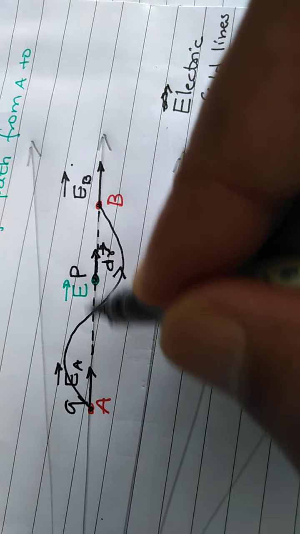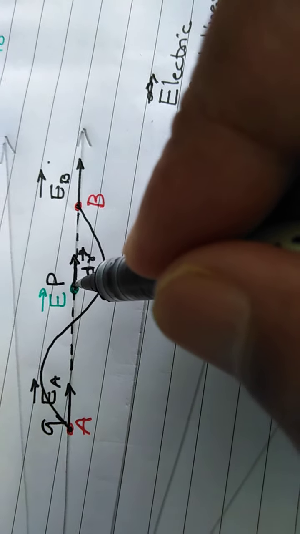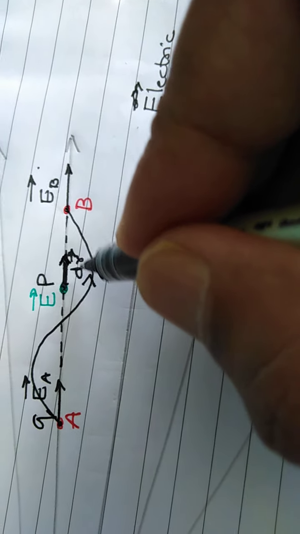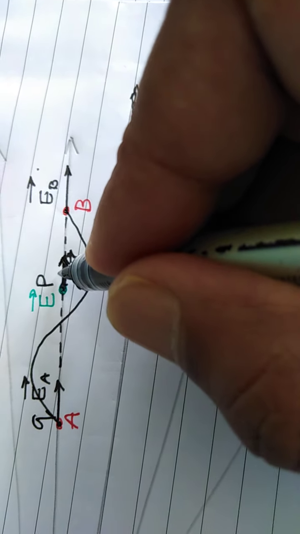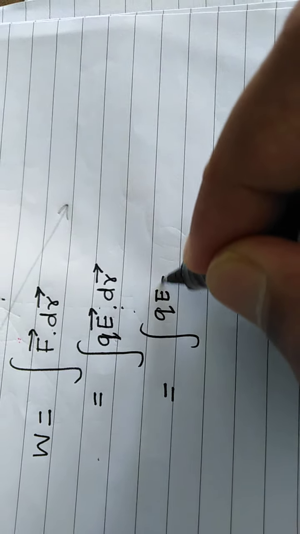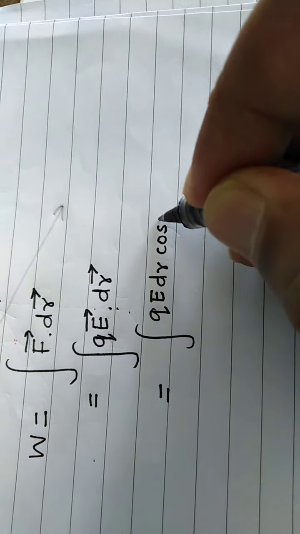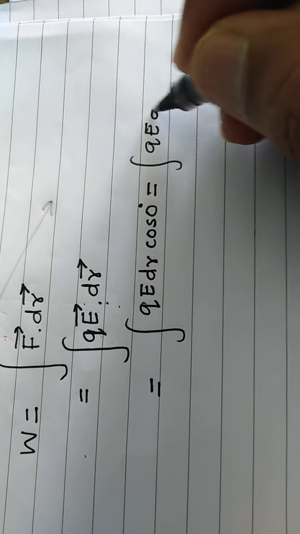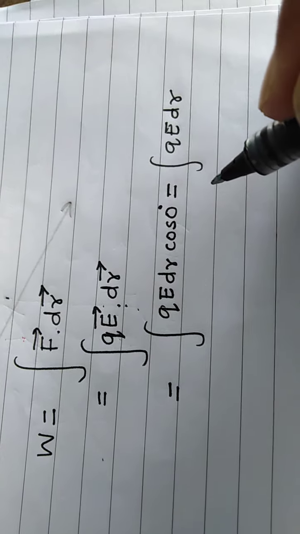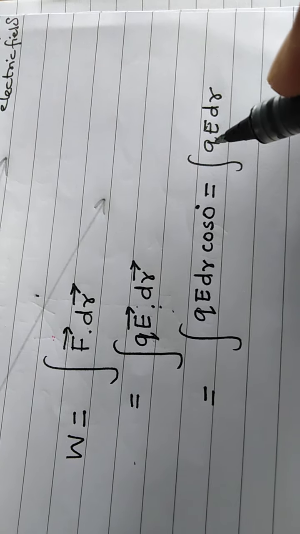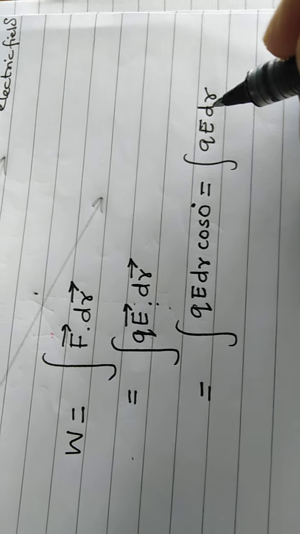At point P, we have taken the electric field to be E. This is a function of position. And suppose we displace the charge by an infinitesimal distance dr. So E and dr have the same direction. So we can write here the integral of qE dr, because the angle between E and dr is 0 degrees. So cos 0 is 1, it is equal to the integral of qE dr.